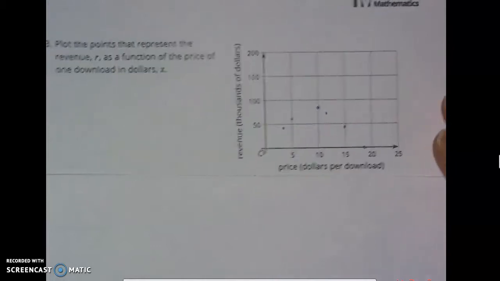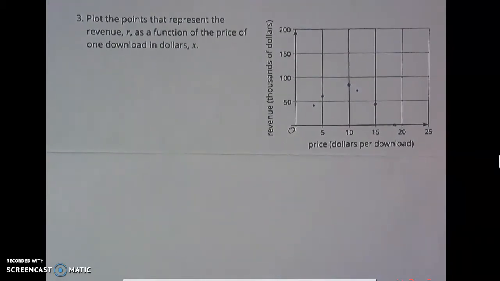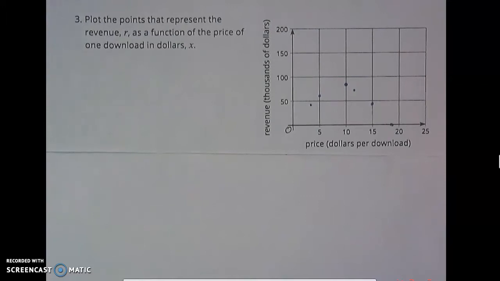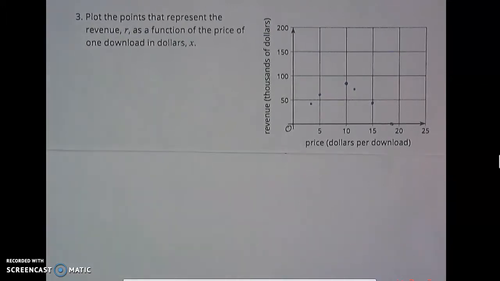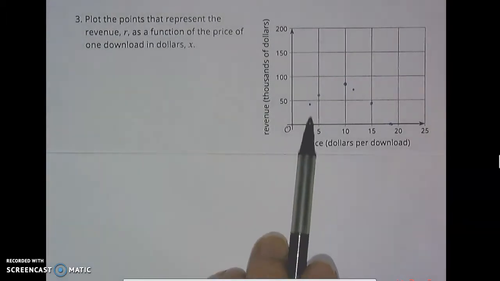Alright, so next thing asks us to plot the points to represent the revenue R as a function of the price of one download in $X. So that means we're looking at that first column of price and the revenue, the very last column on the chart. So if we're looking at this, I went ahead and already plotted those points.